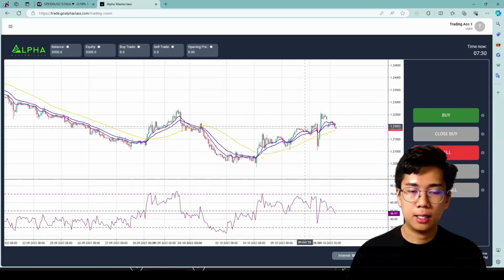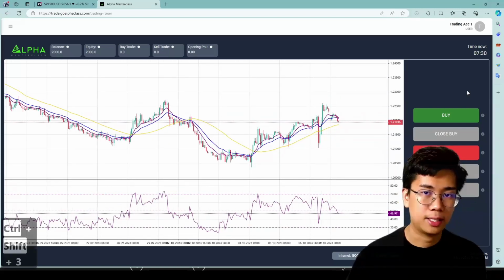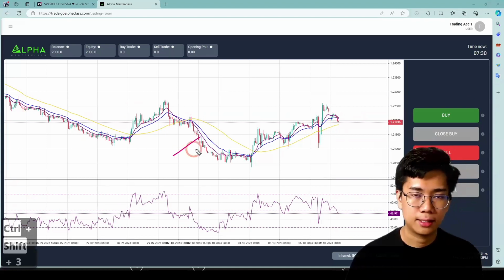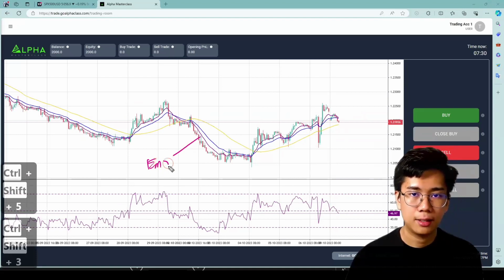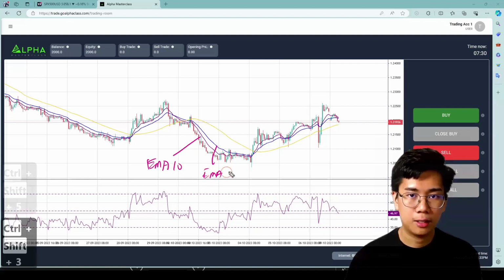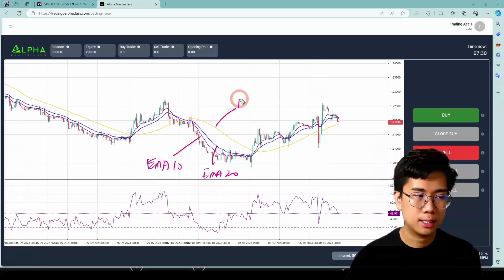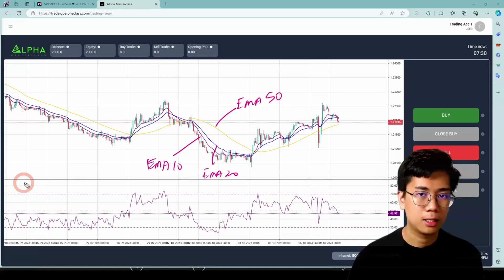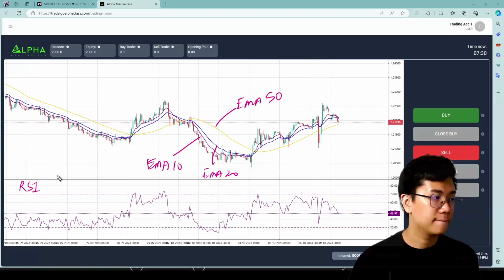Now, in the chart, there are 3 lines. This is EMA of 10. This is EMA of 20. This is EMA of 50. This one is RSI. The one at the bottom is RSI.